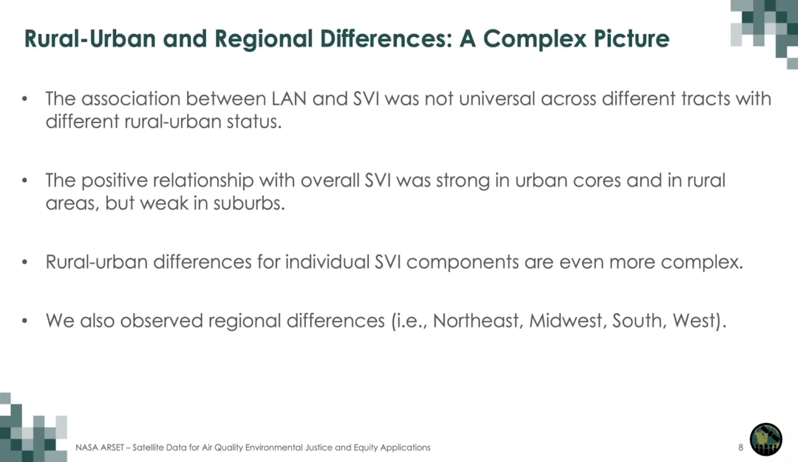And we also dived into each component of the social vulnerability index, and we also found differences in the associations across different rural urban status as well. And finally, we did observe regional differences when we looked at the four regions across the states. That's the Northeast, Midwest, the South, and the West. By the way, I'm not presenting the specific data here, but if that's something you're interested in, the paper has already been published, so you can check it out. It's published in the journal Environment International.